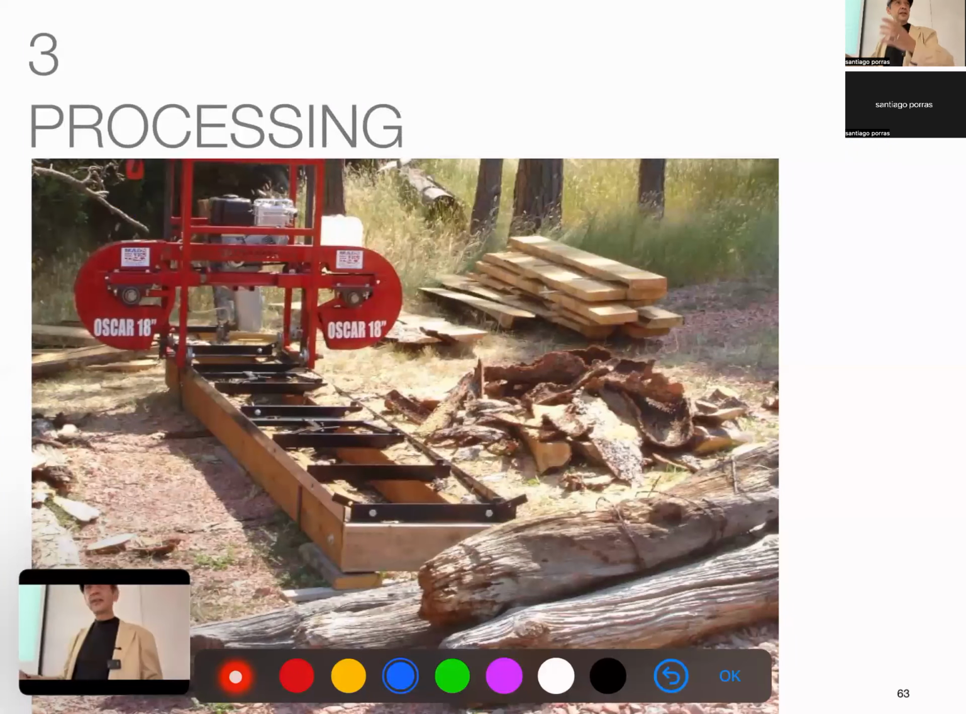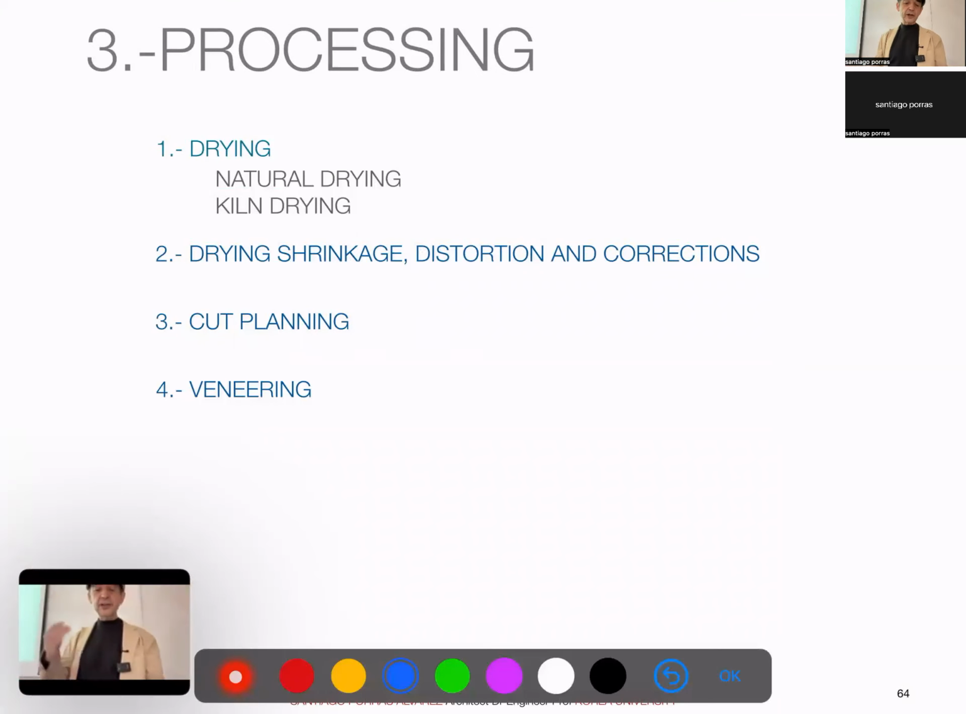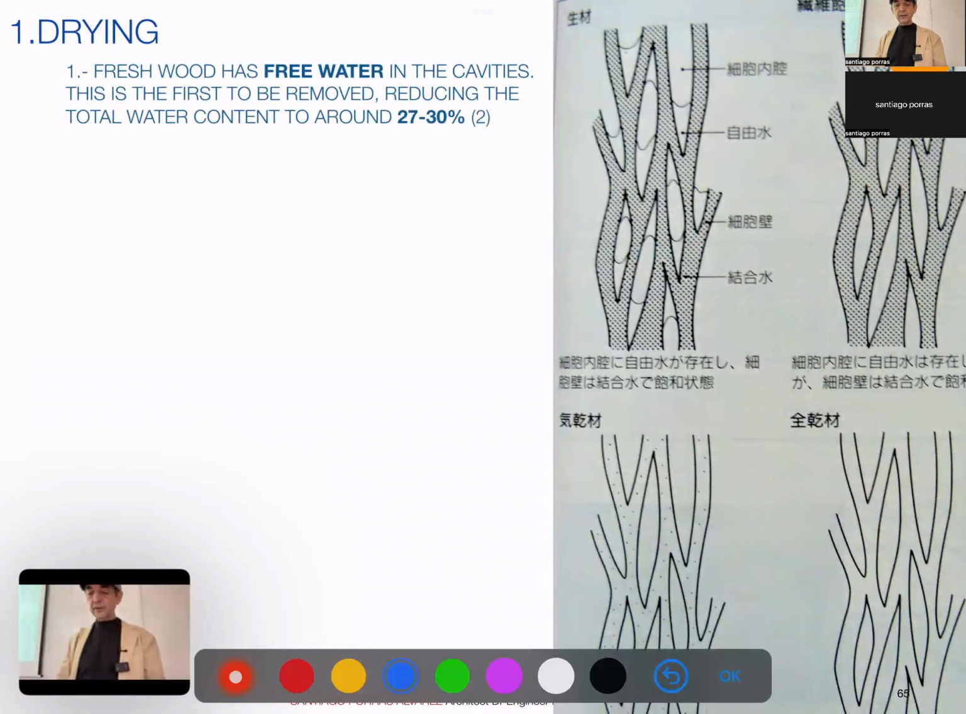From the tree to the timber elements we use, there's a fabrication process, right? The first thing we have to do is cut and then dry. And I go straight to drying. We'll see cutting later. This is what I told you before about the water, right? So free water is the water which is between fibers, which we dry very easily and doesn't affect the strength. The saturation happens only in the fibers, right?